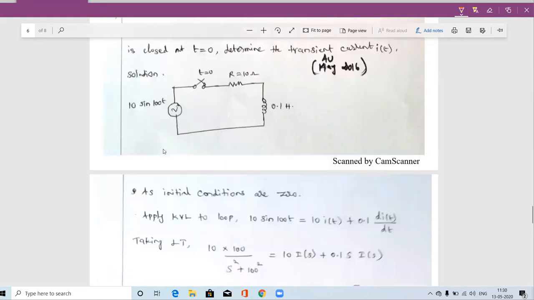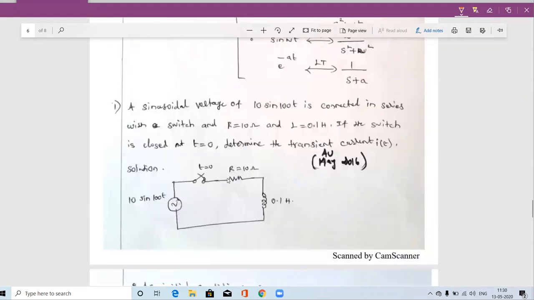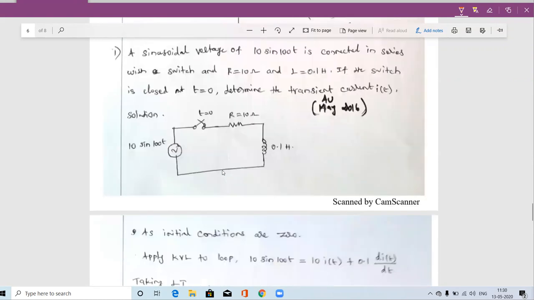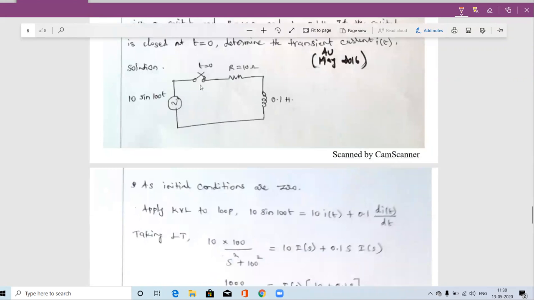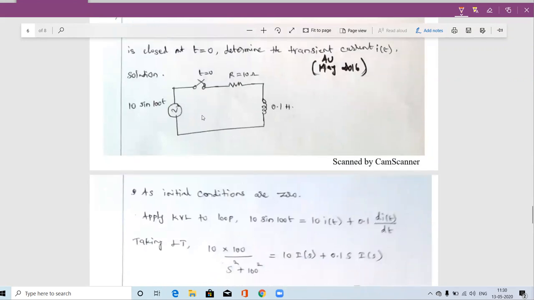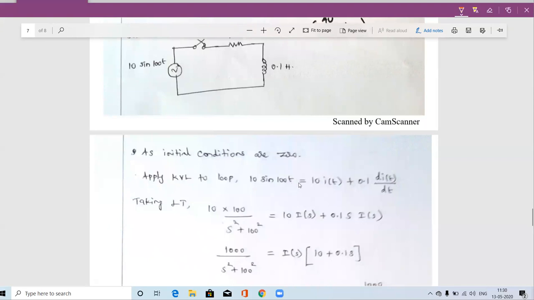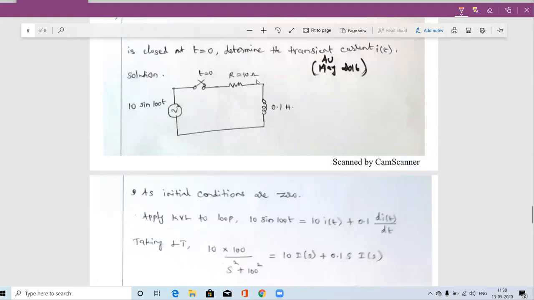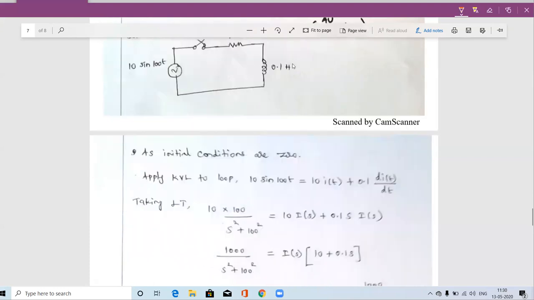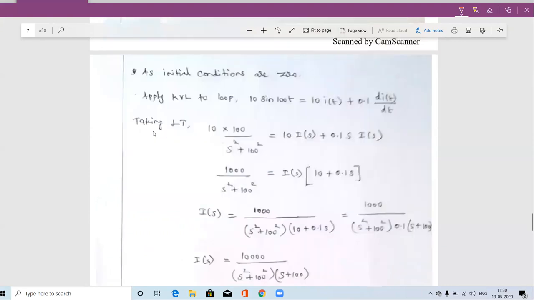What is the next step? You know the procedure. Here no initial value is given, so the i of 0 minus answer is 0. At time t equal to 0 the switch is closed, so the current i of t flows in the circuit, and we apply KVL. The KVL equation is 10 sin 100t equals the voltage across the resistor, 10 into i of t, plus the voltage across the inductor, 0.1 into di of t by dt. Then the next step is to take the Laplace transform of this equation.